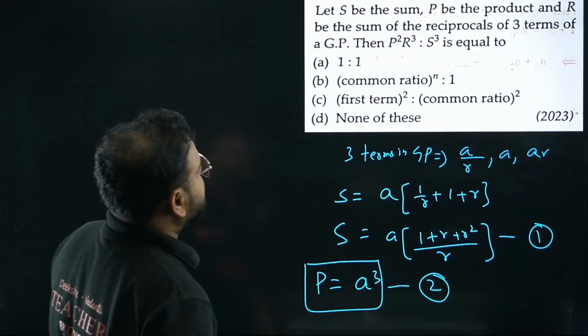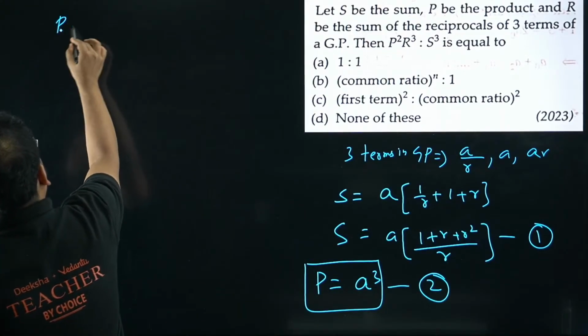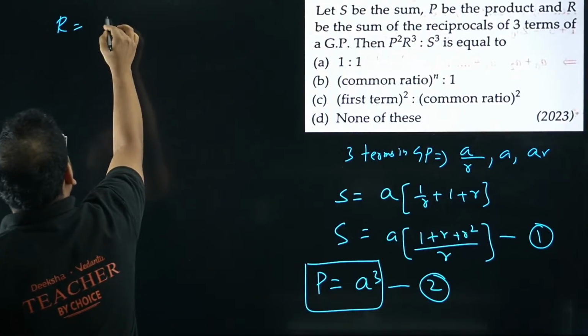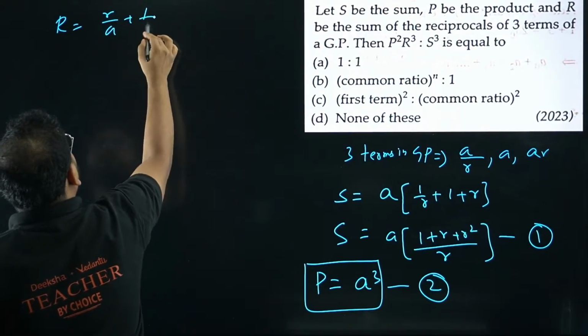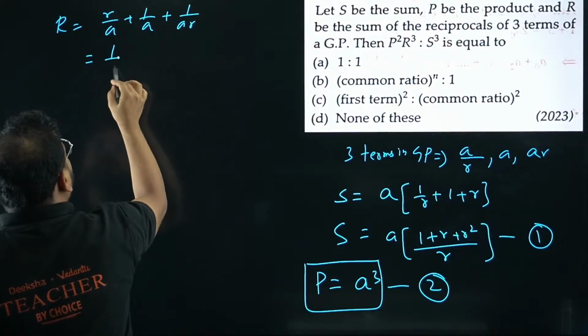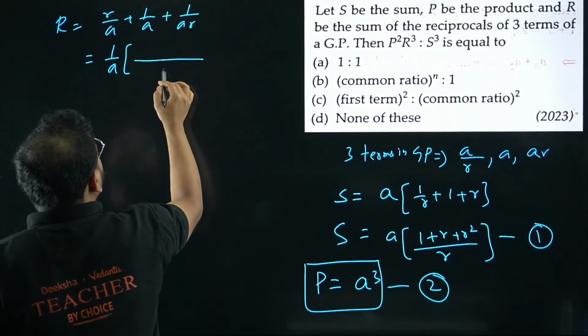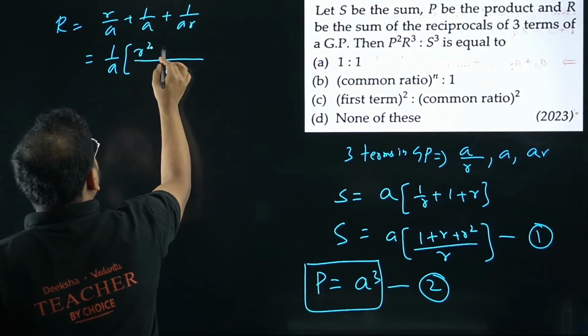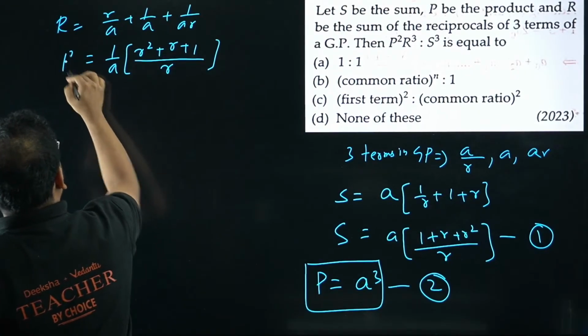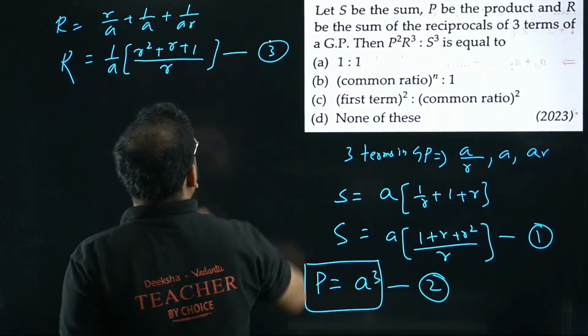Sum of the reciprocals: R by A, 1 by A, R by A, 1 by A, and 1 by AR. I'll take 1 by A common. I have here LCM as simply R. It'll become R square plus R plus 1 over R. This is my equation number 3.